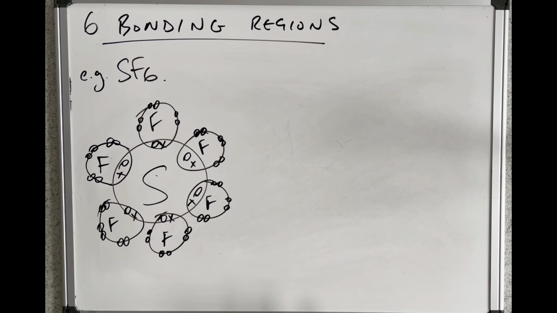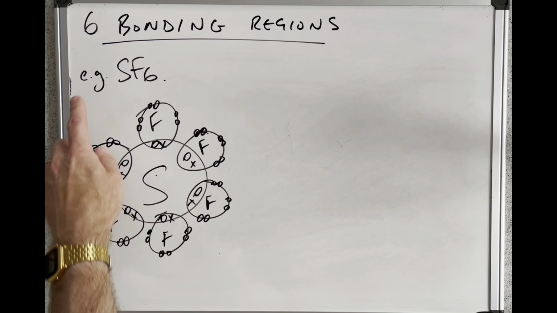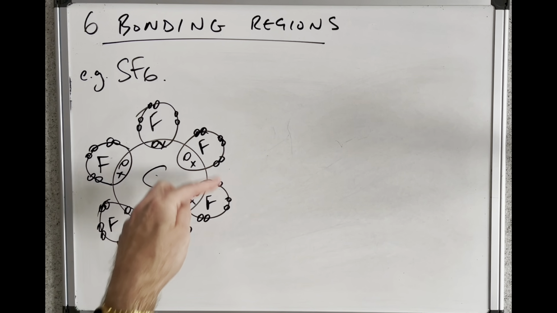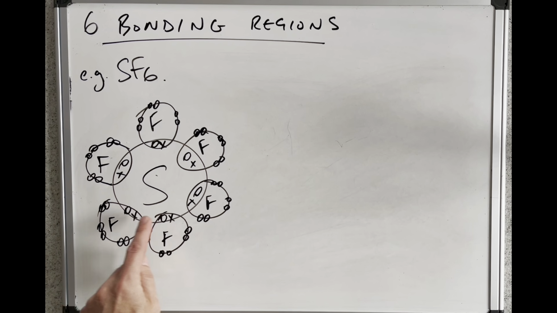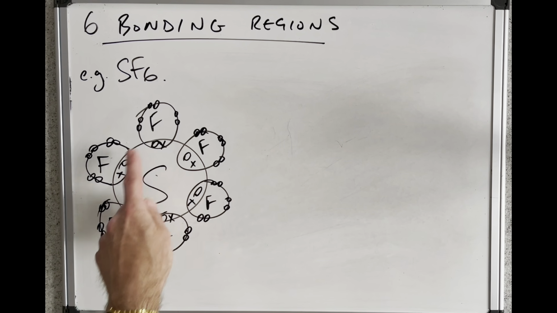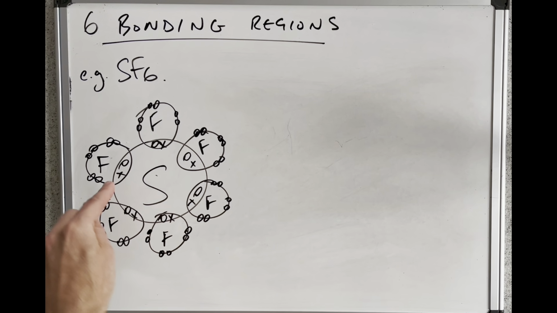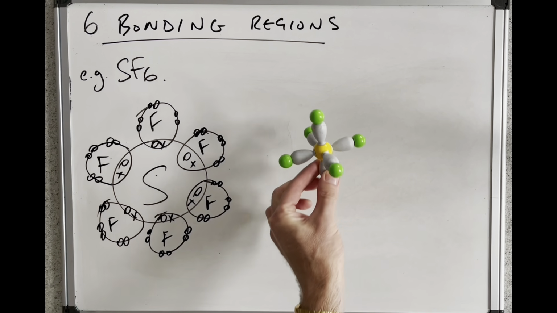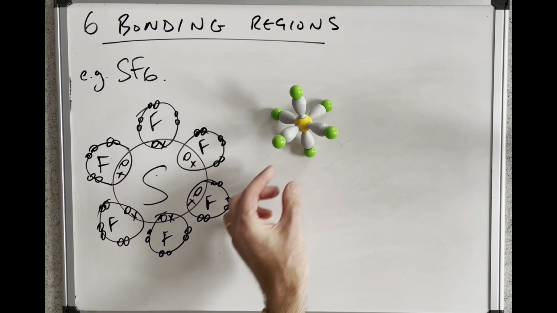And finally, in this section where we're just looking at bonding regions only, we've got 6 bonding regions, and the example is SF6, sulfur hexafluoride. There's the dot and cross diagram, and you can see we've got 6 single covalent bonds, 6 electron regions in this valence shell here. So in terms of shape, we get this here. So this is what we call an octahedral shape.